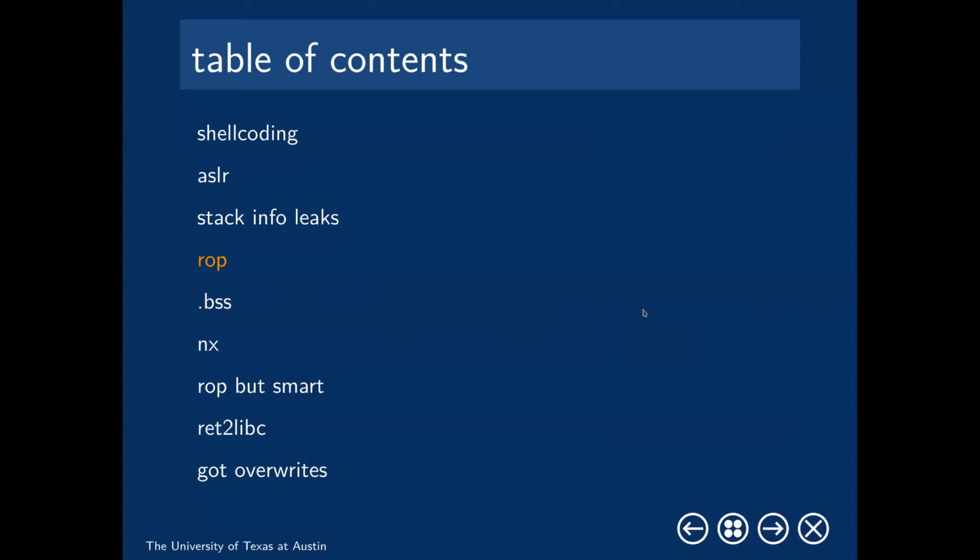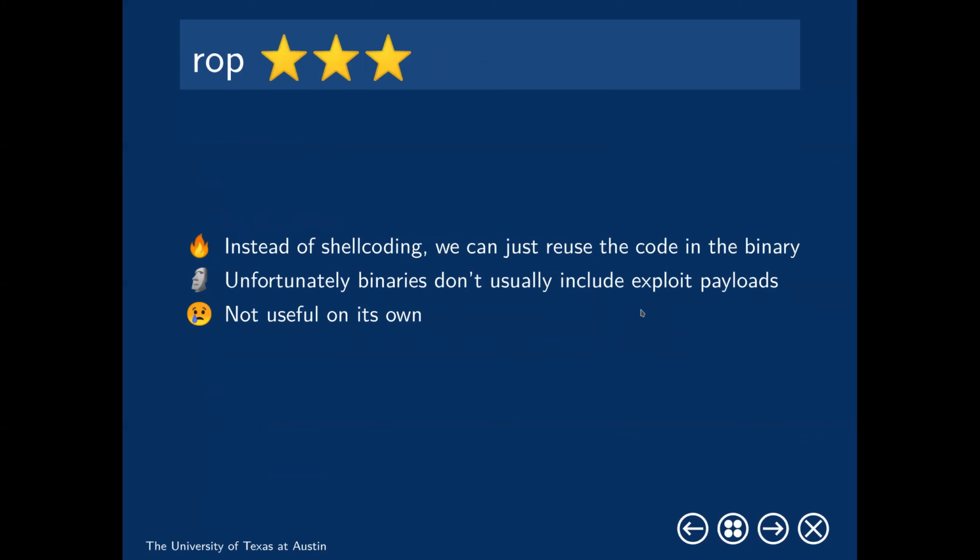So the easiest way to get around ASLR is to use ROP. I've given ROP 3 stars. Instead of shellcoding, we can just reuse the code in the binary, right? I said earlier that only the stack, heap, and dynamic libraries are randomized. So the code addresses in the binary are not randomized. We can just jump to code addresses, and we know where they're going to be because they don't change, and we can reuse those.